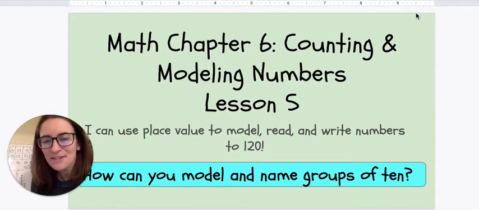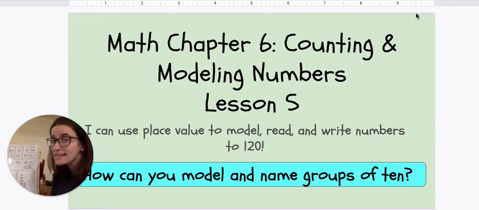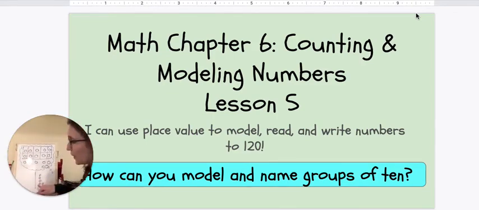Hi first graders! Today we're going to talk about how we can use place value to model, read, and write numbers to 120 and how specifically we can model to name groups of 10. Yesterday we practiced doing our quick picture of numbers up to 20. This is a quick picture of the number 17. And today we're going to use this and apply it to bigger numbers.